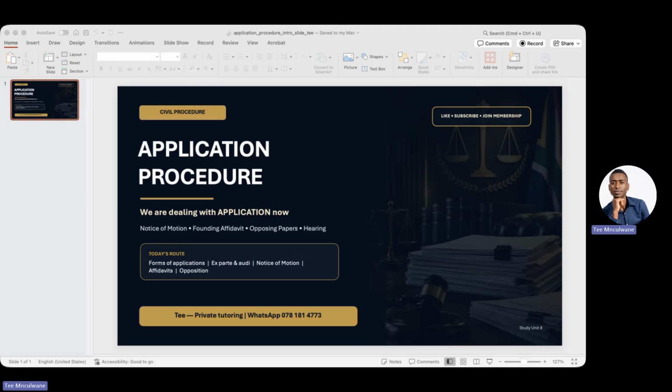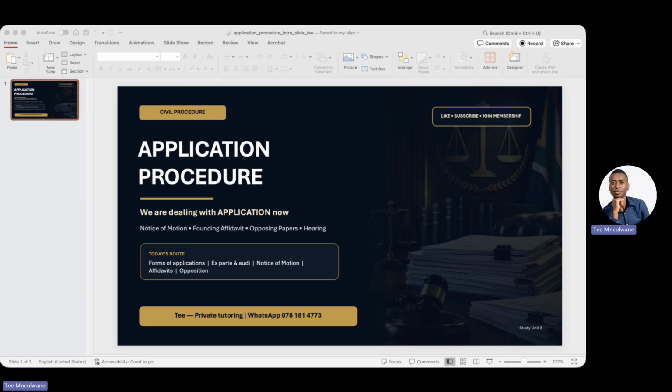So application procedure is not just about throwing papers at court and hoping for justice, right? It's about knowing the exact process used when a matter is brought by application. If action proceedings are the long trial road, application proceedings are the paper road, right? But don't confuse paper road with easy road. Applications can be quick, but they're technical. One wrong step can delay your matter and weaken your case, right? Or even get your application struck from the roll.